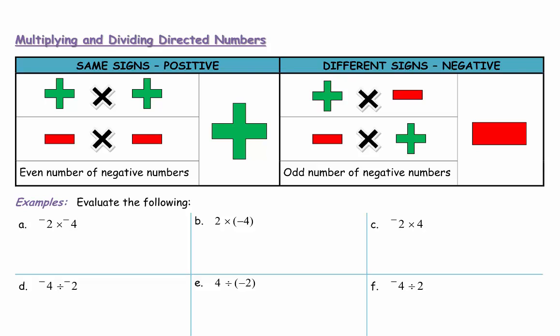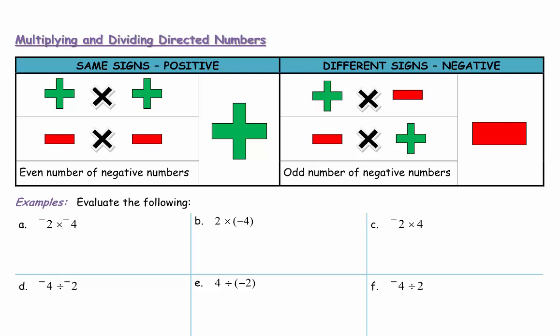I've also put down the bottom: an even number of negatives, then you're going to get a positive. Odd number of negatives, you're going to get a negative. So that's something just to make it a bit easier. So when you're doing your evaluating, think about, is my answer positive or negative first? And I'll show you what I mean by that.